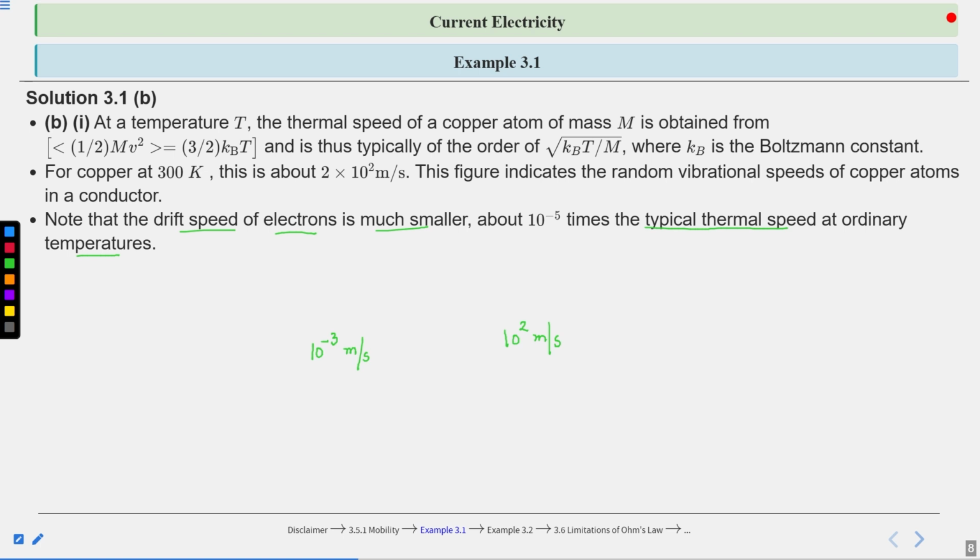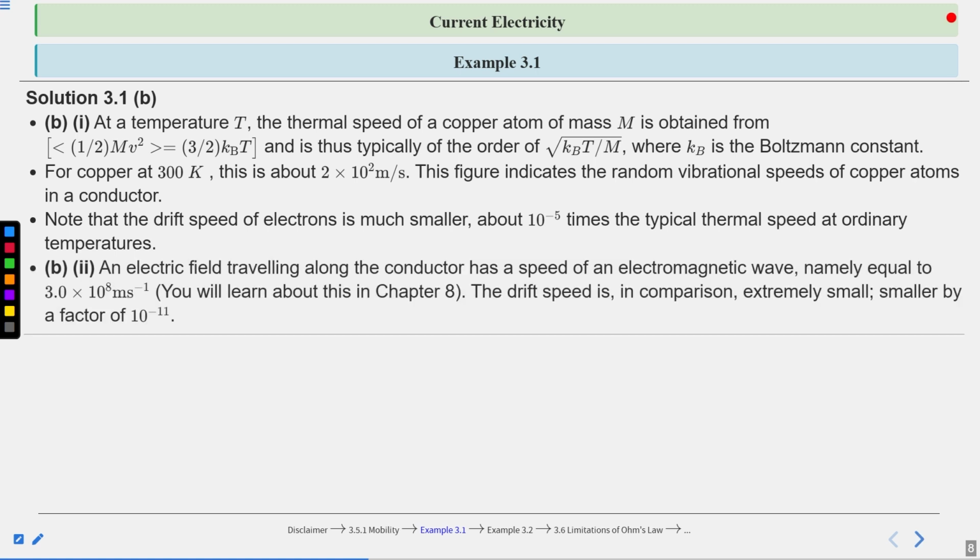It means if we multiply the thermal speed with 10 raised to power minus 5, it will become of the order of 10 raised to power minus 3 meter per second. So the drift velocity is 10 raised to power minus 5 times the thermal speed at ordinary temperature. Got it? So this is the comparison.